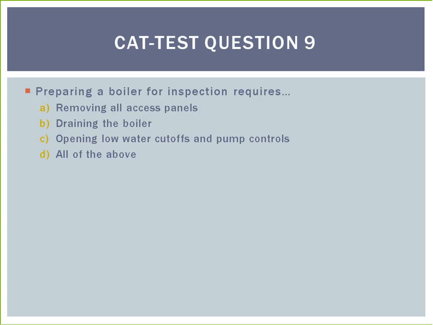CAT test question number 9. Preparing a boiler for inspection requires A. Removing all access panels, B. Draining the boiler, C. Opening low water cutoffs and pump controls, or D. All of the above. Answer D is the best answer here because answers A, B, and C are all correct. Inspections require removing all access panels, draining the boiler, and opening low water cutoffs and pump controls.